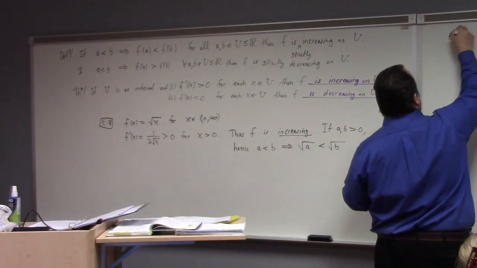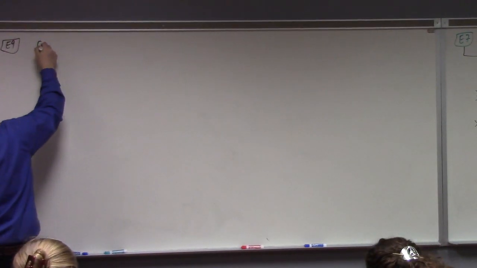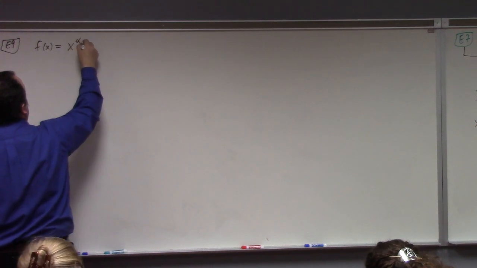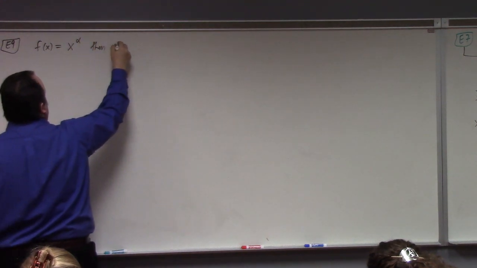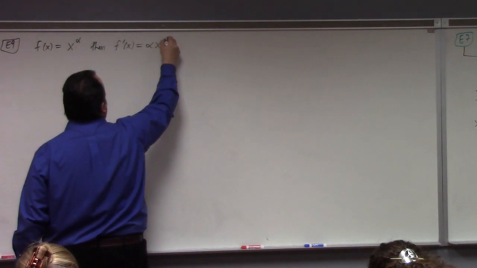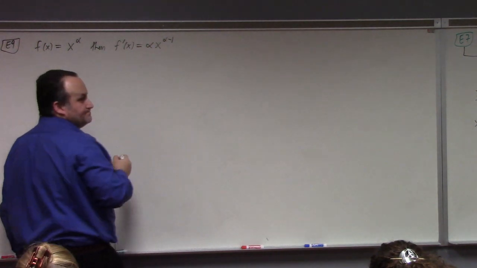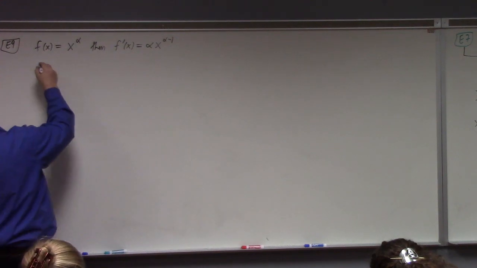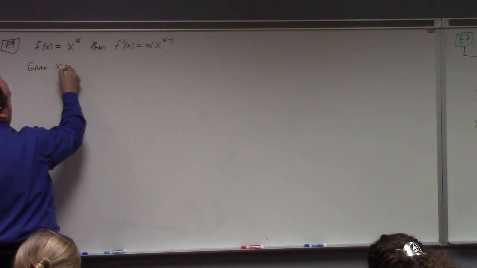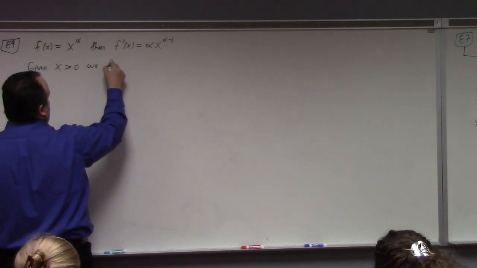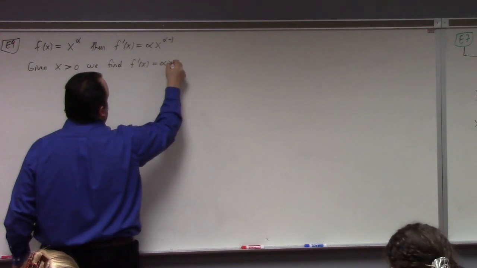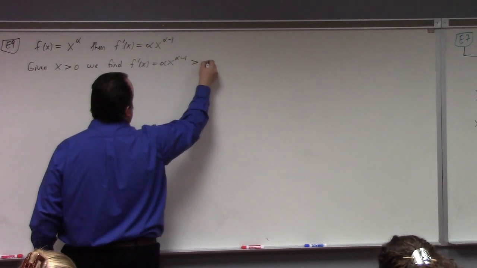See, because we can easily argue pretty much the same for any, what? How about this? Let's bump it up a notch. Suppose we look at f of x equals, say, x to the power alpha. Then what's f prime of x? Alpha x to the alpha minus 1, right? So, given x is positive, we find what? F prime of x, alpha x to the alpha minus 1, is positive, provided what?